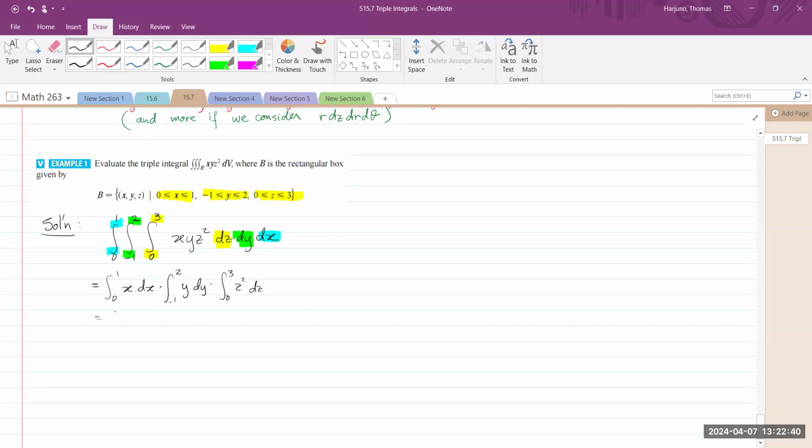Okay, so this becomes 1/2 x squared from 0 to 1 times 1/2 y squared from -1 to 2, and then 1/3 z cubed from 0 to 3. Okay, this is 1/2 times 1/2 of 4 minus 1 times 1/3 of 27 minus 0. So this cancels, and we get 27 over 4. You see that the computation is not on the hard side.